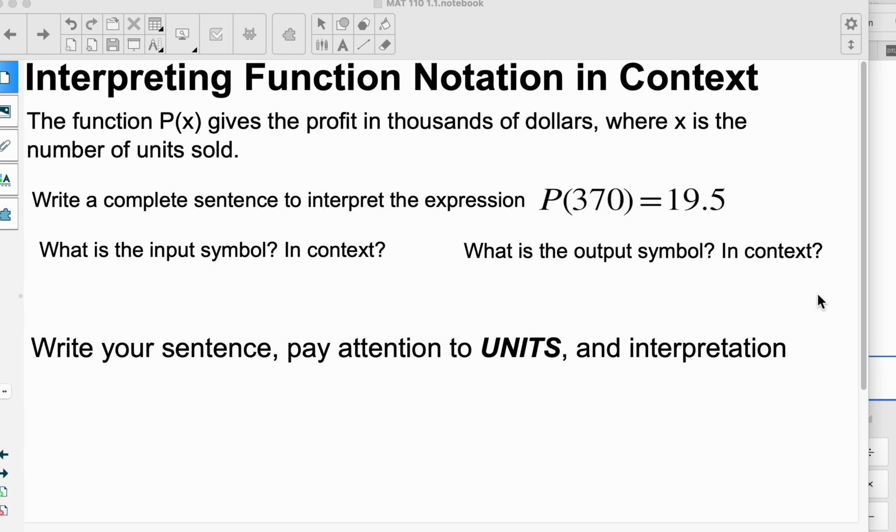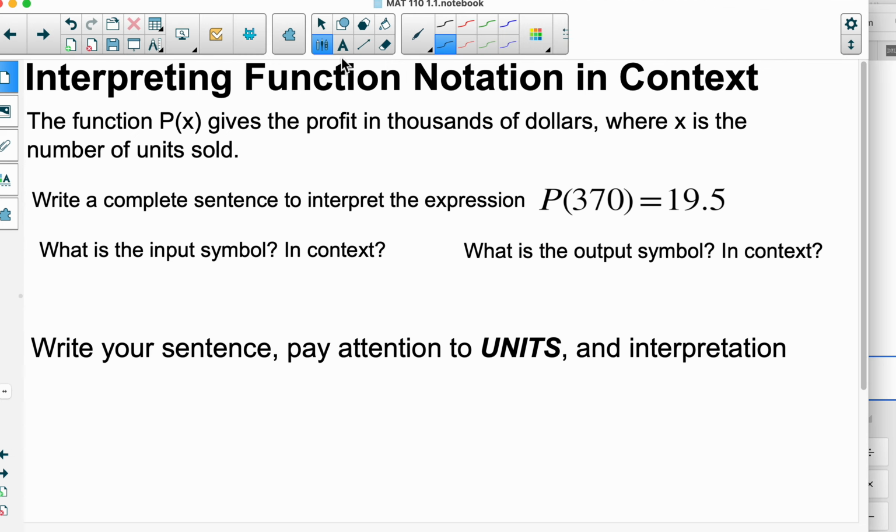We are going to pick section 1.1 up with interpreting function notation in context. We're going to do a lot of contextual interpretation in this class. When you start getting into the higher level maths and when you're applying math to real life situations, it's important that we're able to translate words to mathematical notation and mathematical notation to words.